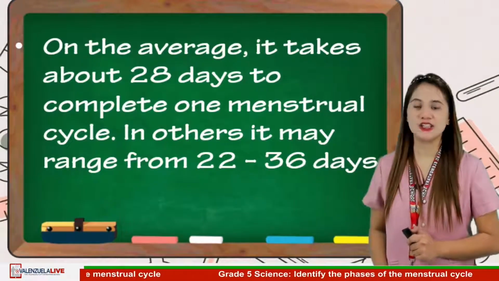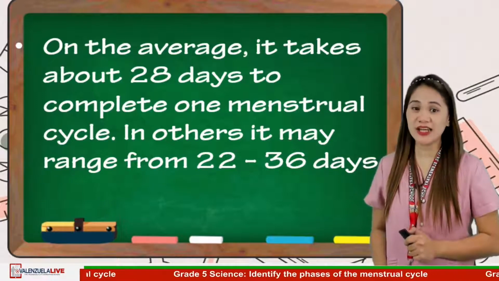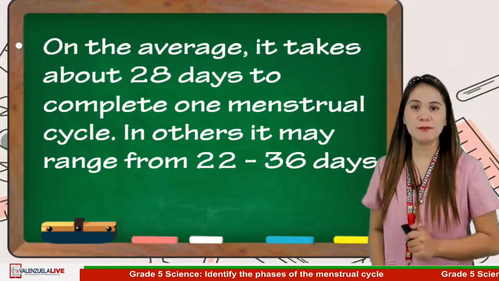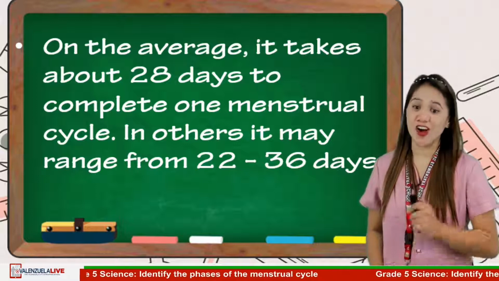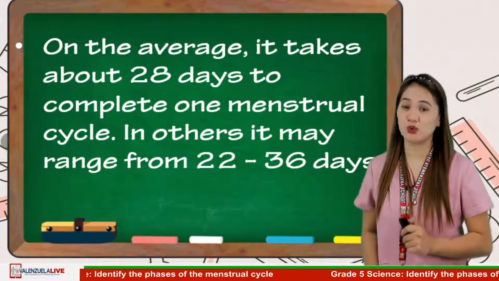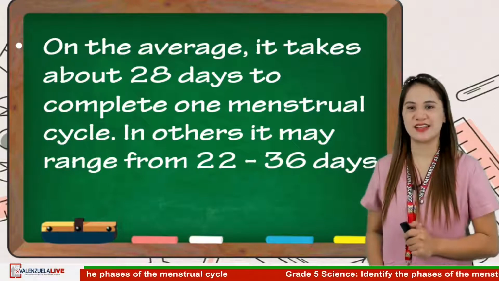On the average, it takes about 28 days to complete one menstrual cycle. In others, it may range from 22 to 36 days.